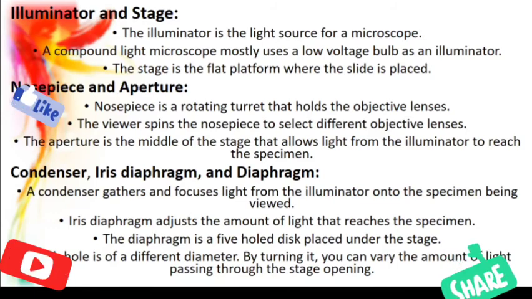Then the condenser, iris diaphragm and diaphragm. A condenser gathers and focuses light from the illuminator onto the specimen being viewed. Iris diaphragm adjusts the amount of light that reaches the specimen. The diaphragm has 4-hole discs placed under the stage. Each hole is of different diameter. By turning it, you can vary the amount of light passing through the stage opening.